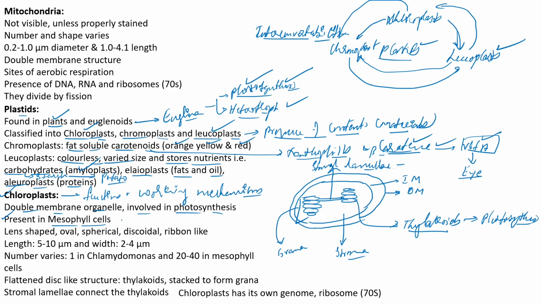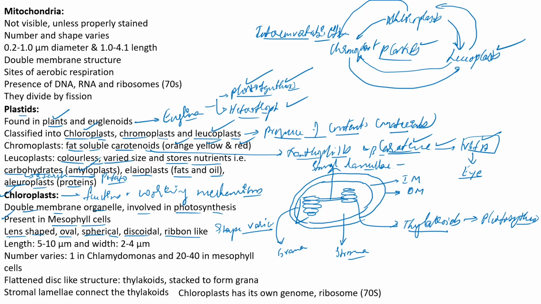In higher plants, the main site where the chloroplasts are present is the mesophyll cells. The mesophyll cells are the main cells in the leaf where you find the highest number of chloroplasts. Again, the shape varies, similar to the mitochondria. In some cases you find lens shaped, that is mainly convex. In some cases it may be oval or spherical, or discoidal in nature, or even a thin thread or ribbon like. So even the shape and appearance vary.